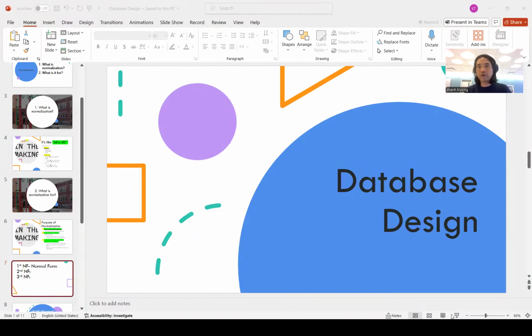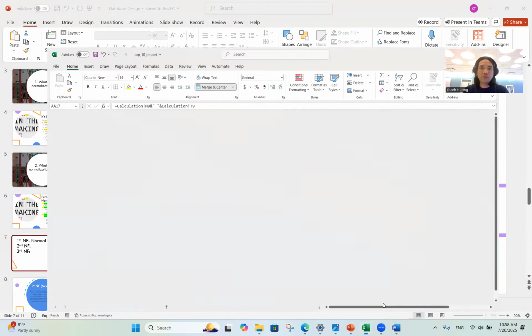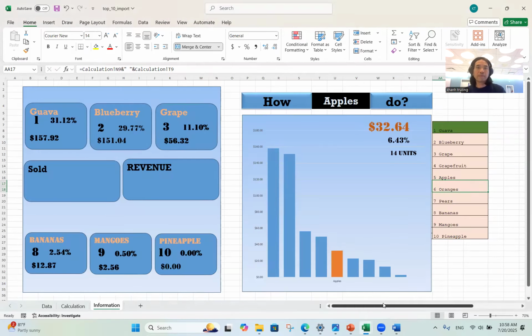Let's say, for example, like this one right here, the Department of Commerce. They want to know exactly what are the top 5 products, fruit, that have been imported. They're going to take a look at it, see how, this is the list of 10 fruit, right? And they want to see how Apple is doing, right?